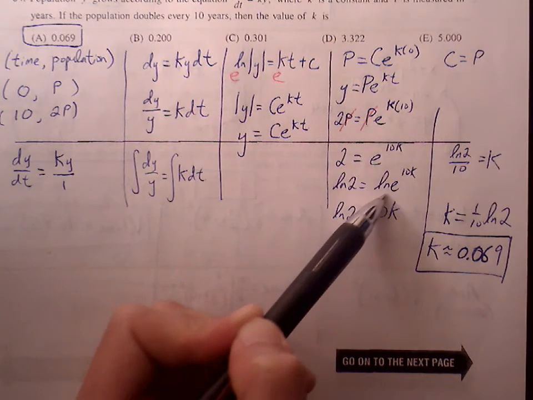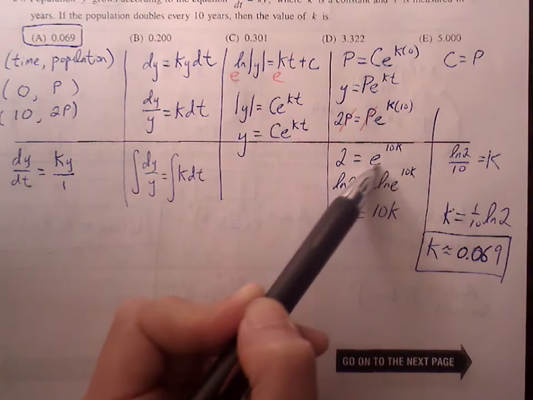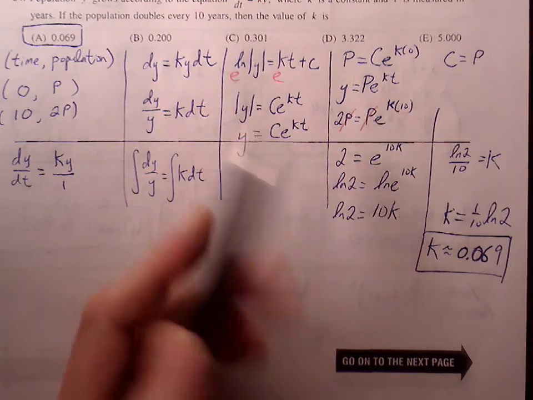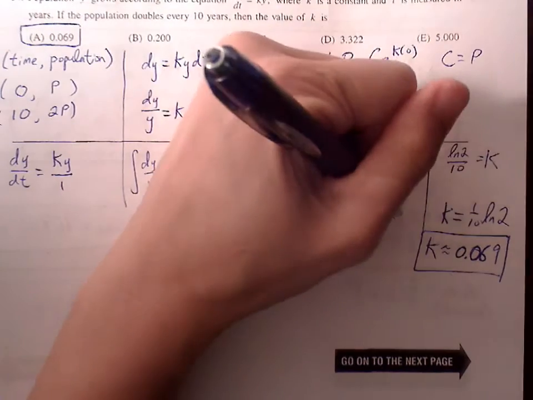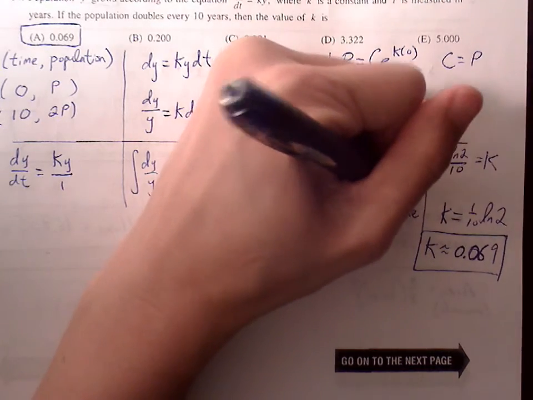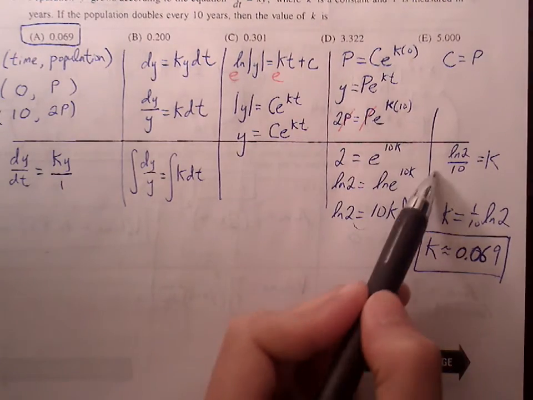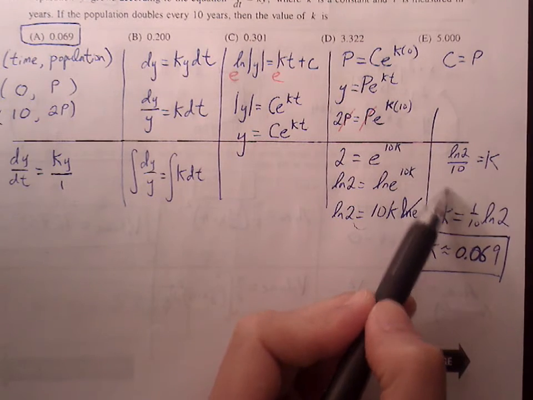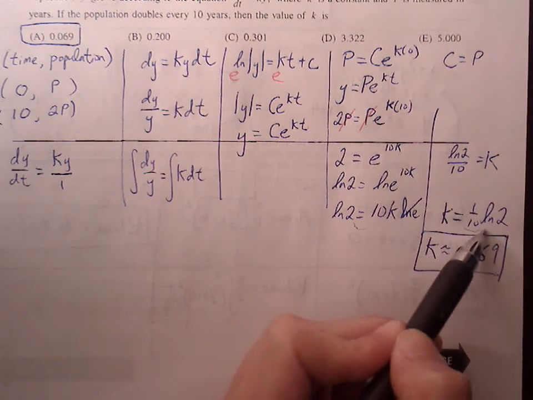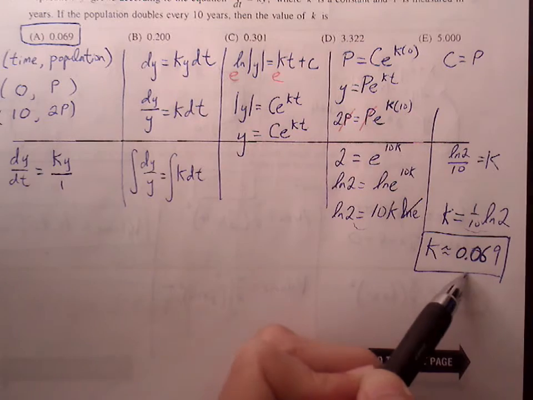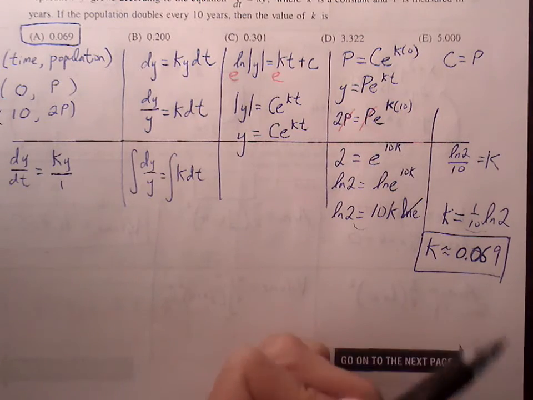So once we have natural log of both sides, we can bring that 10k down in front. 10k times natural log of e, and natural log of e will just go away to be just 1. Divide both sides by 10. We get natural log of 2 over 10, which is 1/10 natural log of 2, and in the calculator we get 0.069.